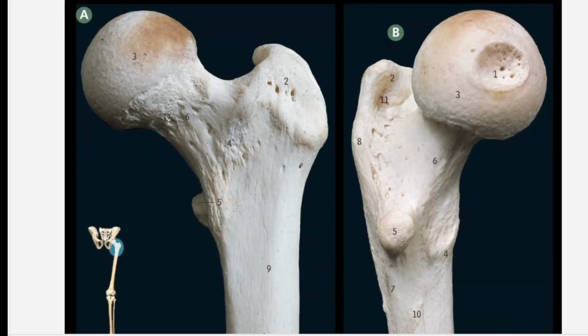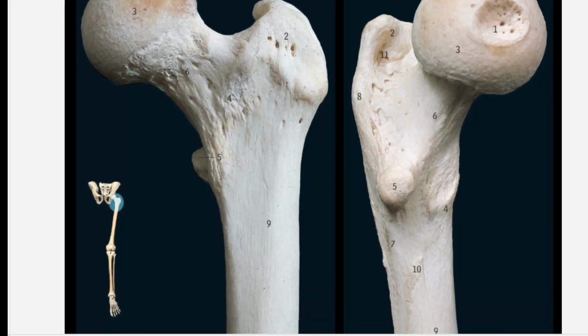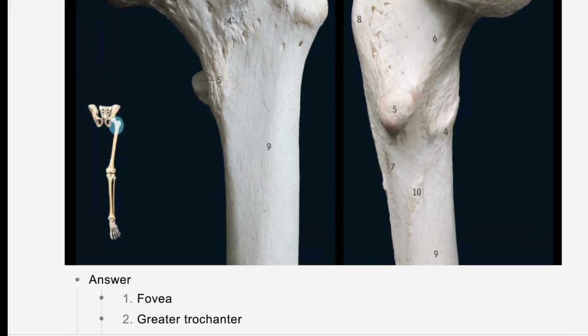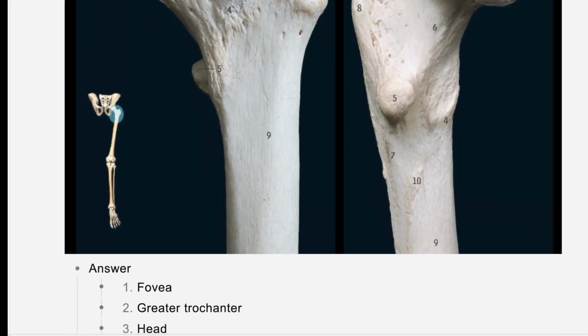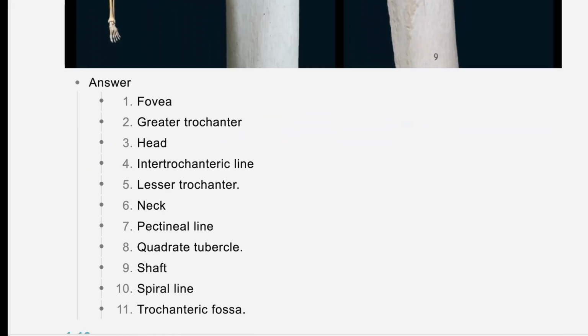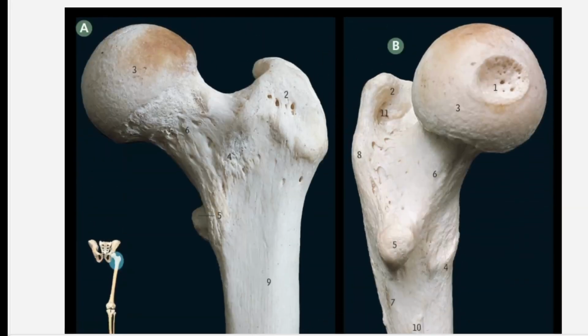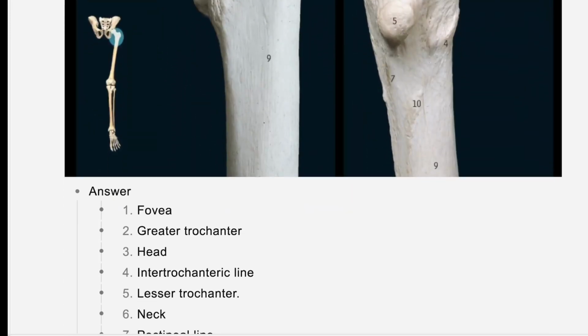This one, 3 is the head, 1 is the fovea, and you have 11 is the trochanteric fossa, and 4 is the intertrochanteric line, 8 is the quadrate tubercle, and 5 is the lesser trochanter, and 2 is the greater trochanter as well. Okay, 10 is the spiral line, I believe so. Yeah, and 11 was the trochanteric fossa. 8 is the quadrate tubercle.